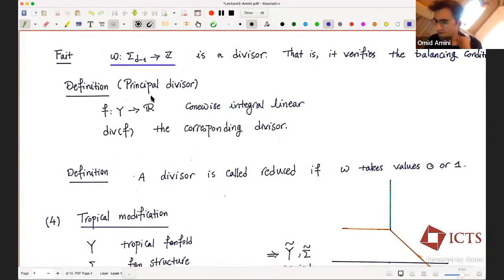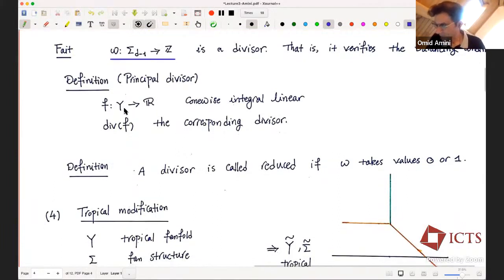So then you call this the principal divisor. And as I said, in some very precise sense, if the tropical fan has some basic property, this is the only way of getting divisors. Any divisor is associated to some function.